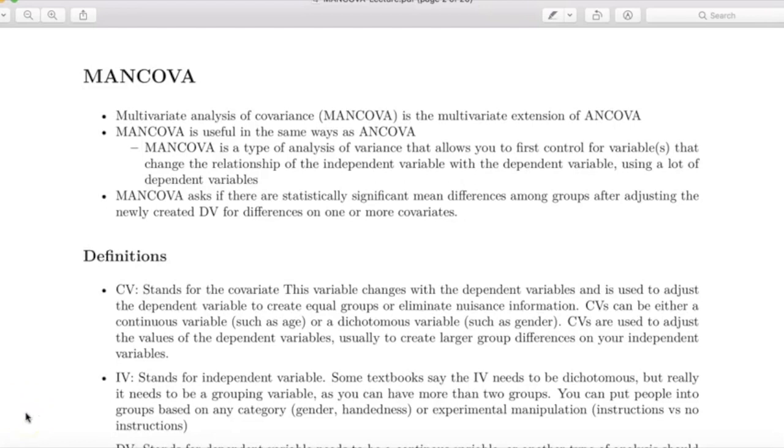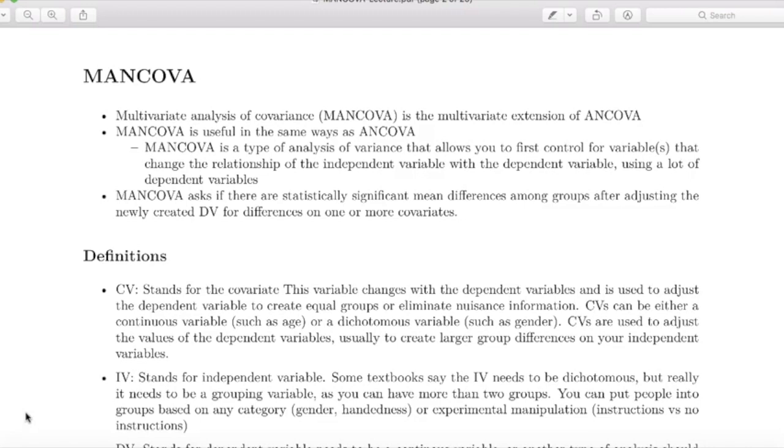So MANCOVA stands for multivariate analysis of covariance, and it's both an extension of MANOVA and the multivariate extension of ANCOVA. And it's useful in the same ways that ANCOVA was. We would have a covariate that helped explain the overall variability in our study, but it wasn't necessarily a dependent variable. It was just something that was there that you knew could affect a dependent variable, but you couldn't separate it from the study, or that you thought it could explain some of the relationships that were in the study.